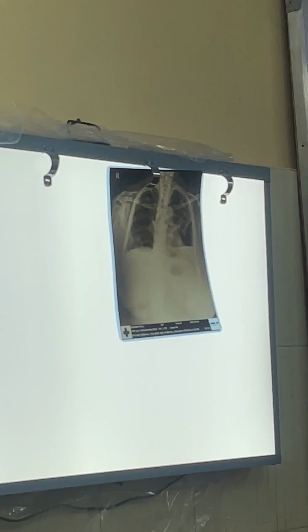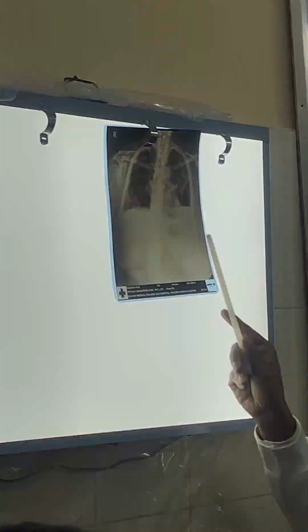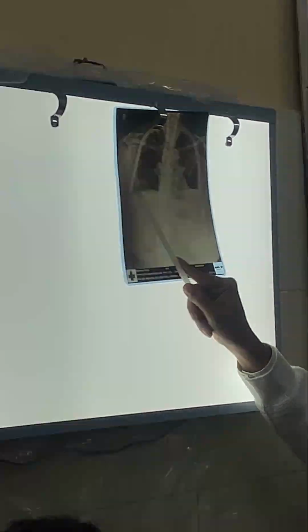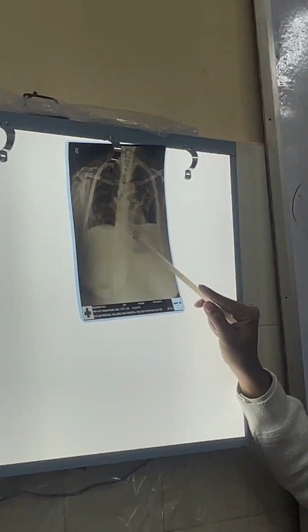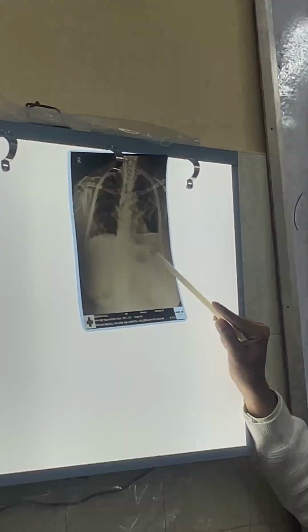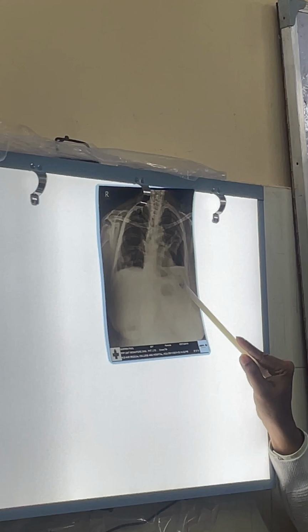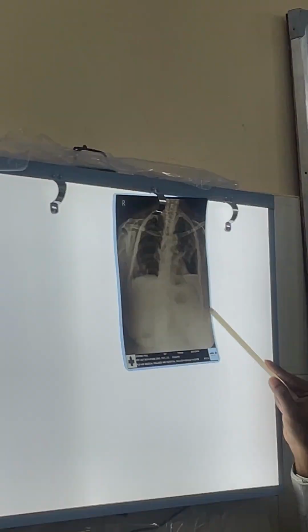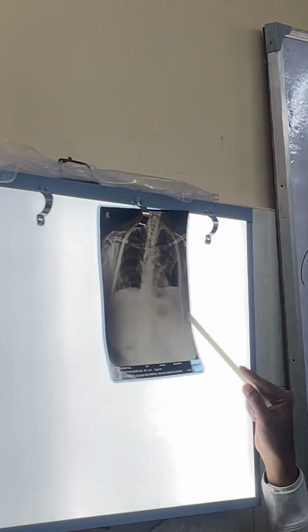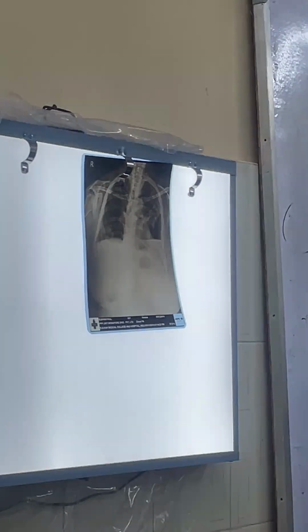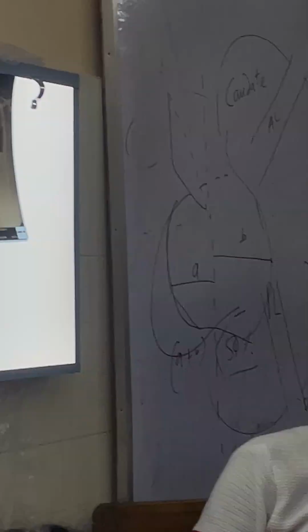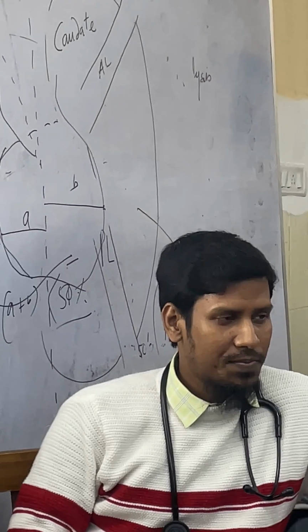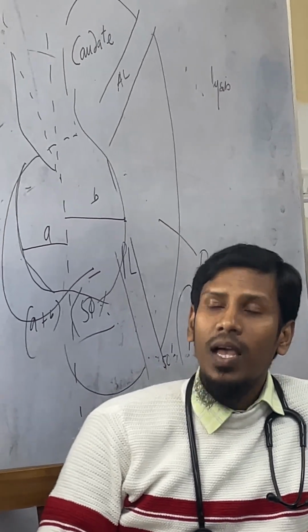Suppose if you see these things, this is the dome of diaphragm, right? But if you see minutely, there is the right dome of diaphragm, this is the left dome of diaphragm, but this costophrenic angle gets obliterated. So that's very much suggestive of pleural effusion. But the meniscus sign is not there.